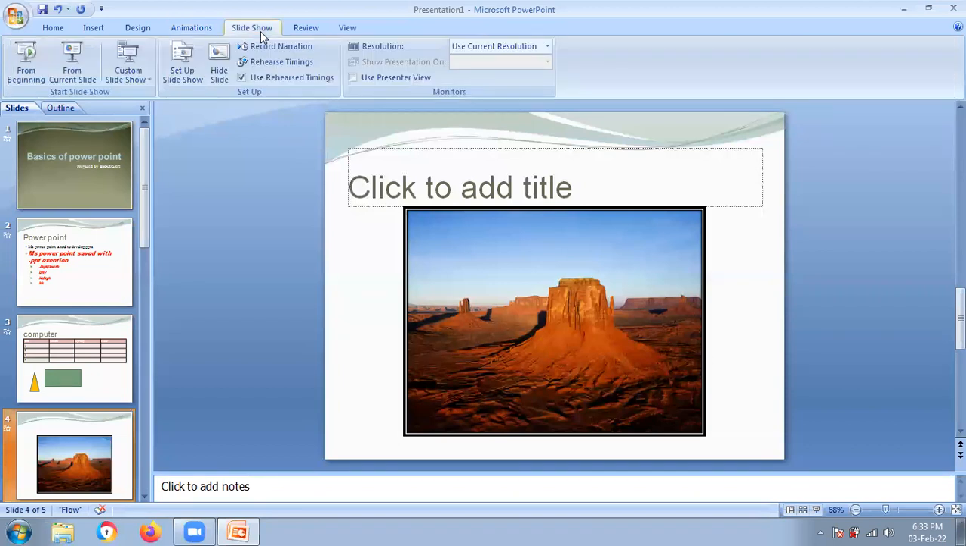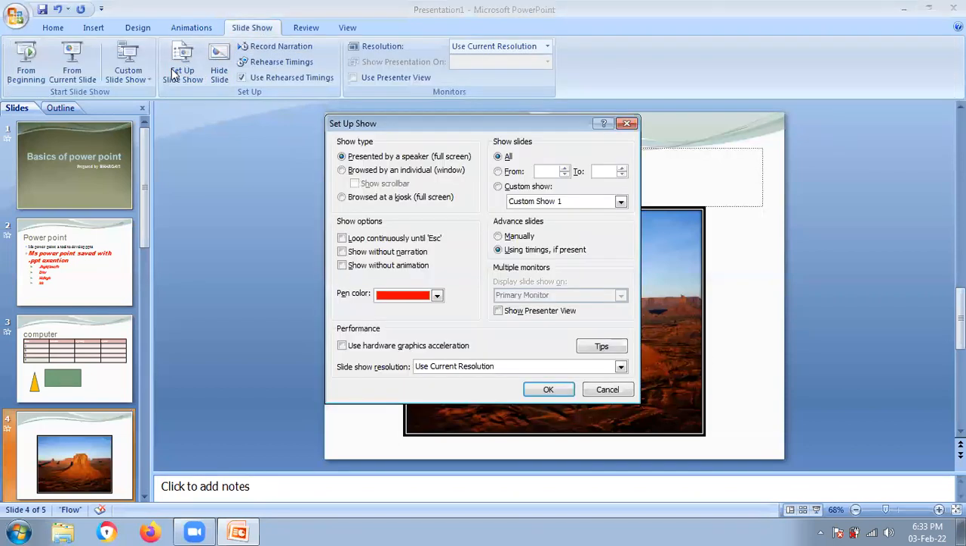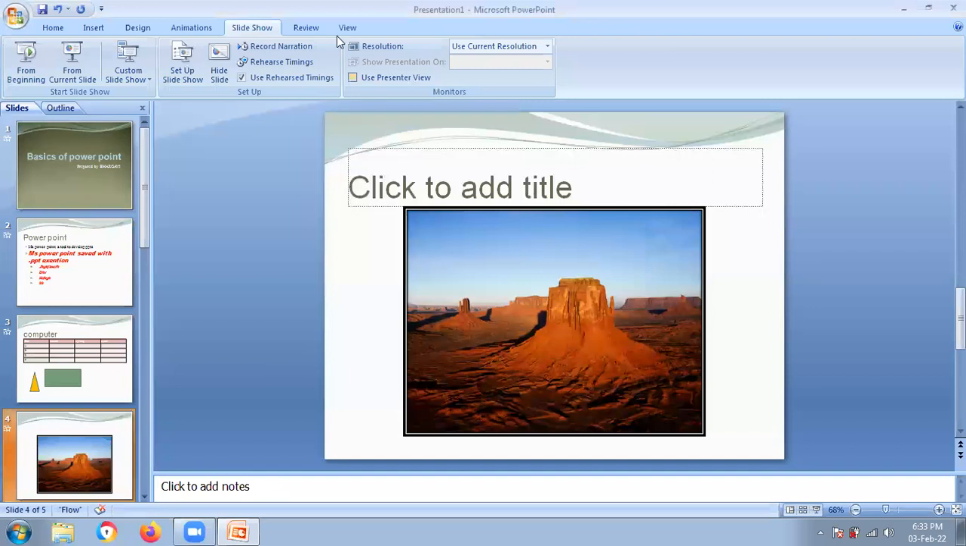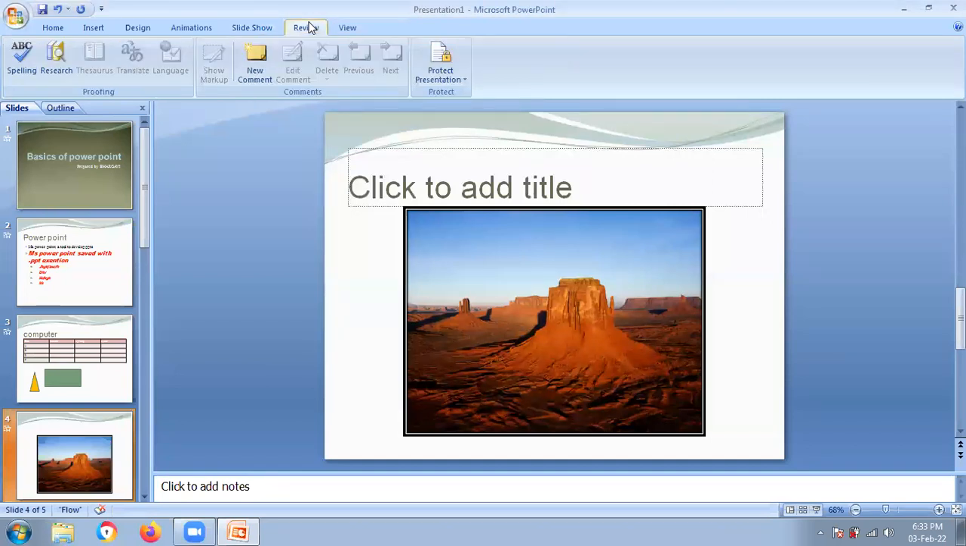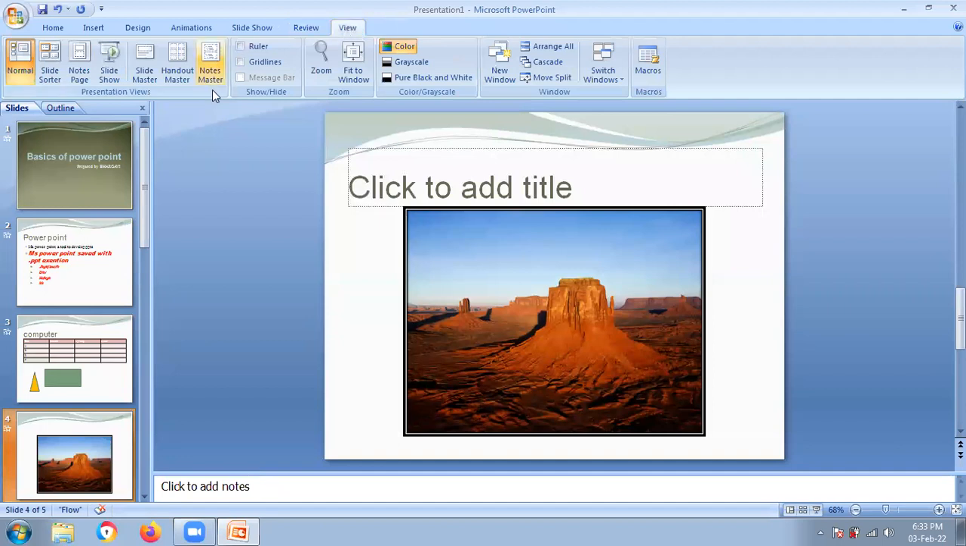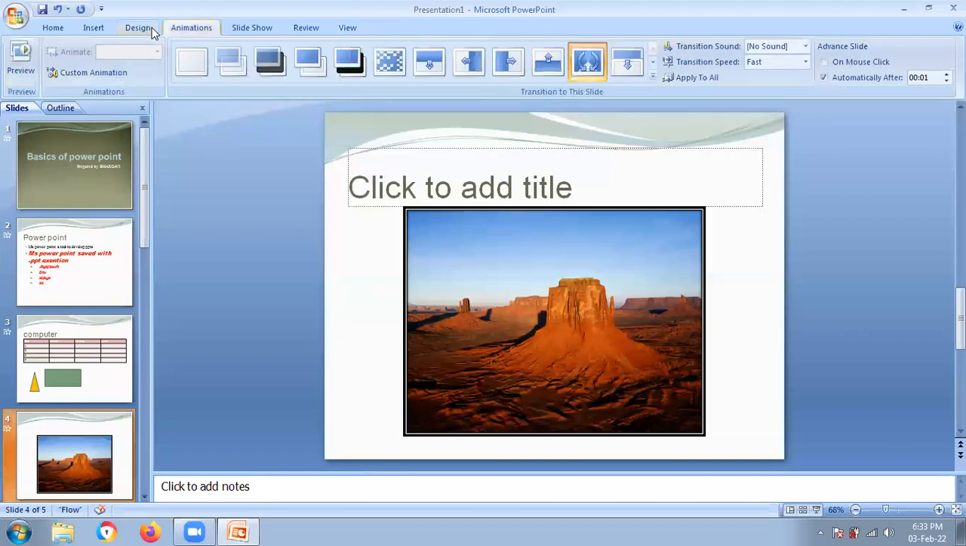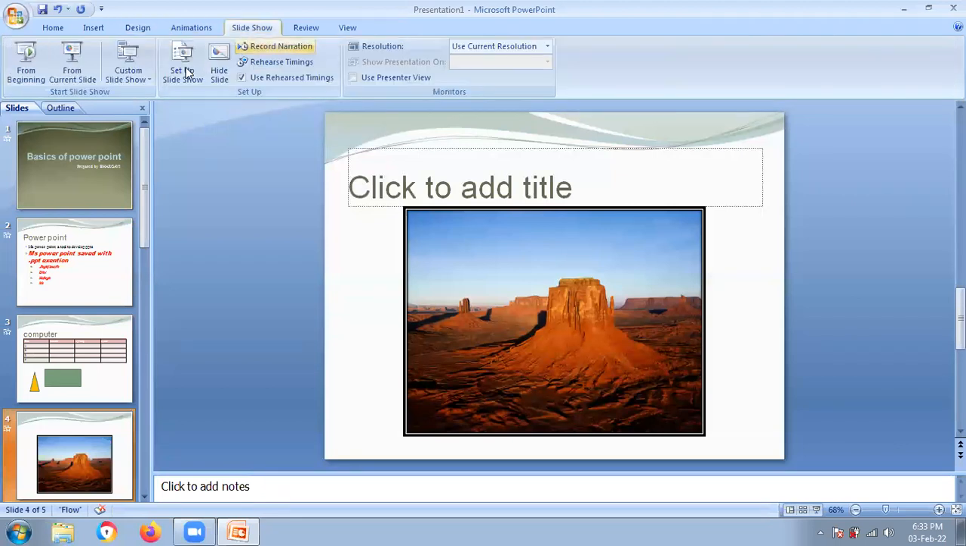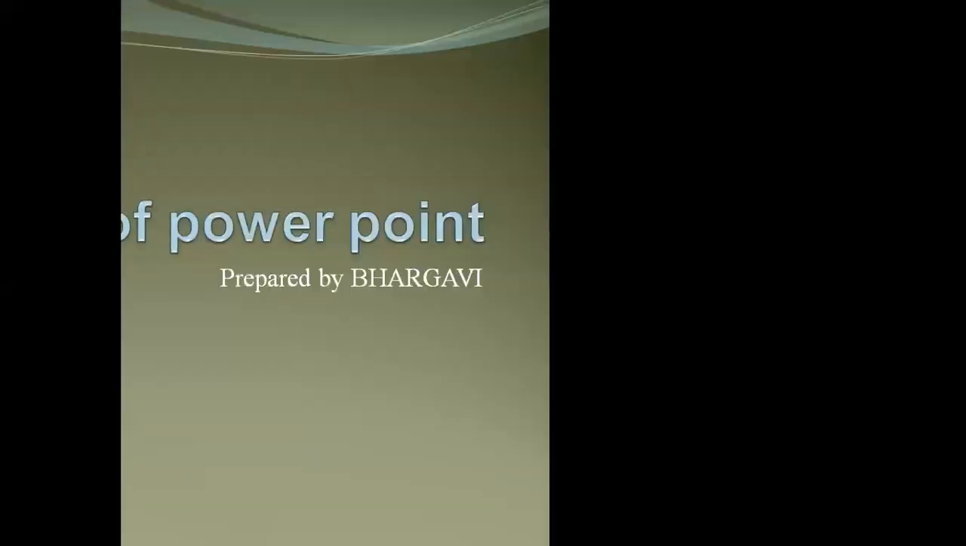Next is slideshow. You can set up the slideshow for from where to where you want to display, on which color you want to display and everything. Next, this is a review option. So if you want to add any comment, you can add it. This is a view option, in which way you want to see all the slides or some slides or no slides at all.